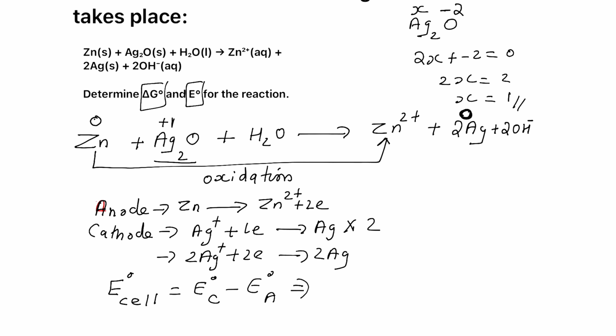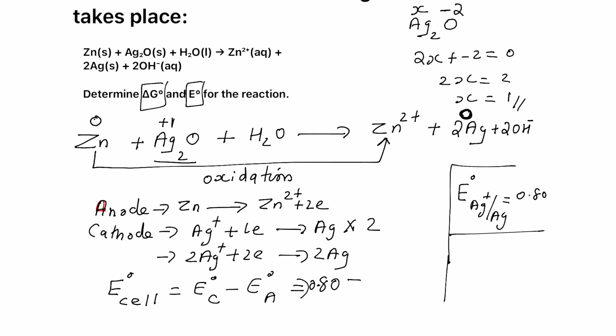Here who is cathode? Cathode is Ag plus, right? And for Ag plus, what is standard reduction potential value? That you have to check from the table given in the textbook, okay? See, for Ag plus to become Ag, the reduction potential is 0.80. That you have to take from the textbook. So 0.80 minus. Now who is anode here? It's very clear. Zinc, right? For zinc, what is reduction potential? That is also from the textbook. It is minus 0.76. So minus it, minus 0.76.